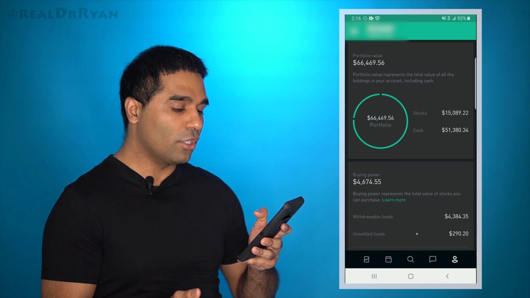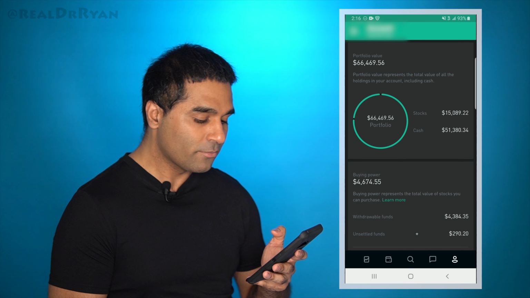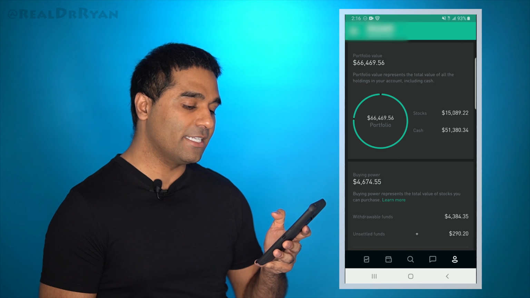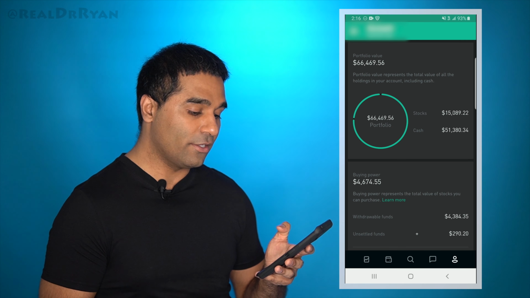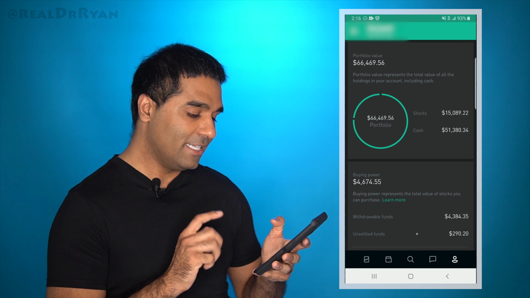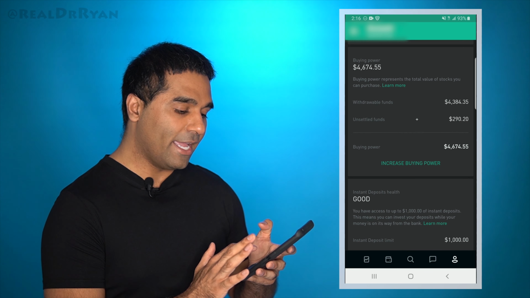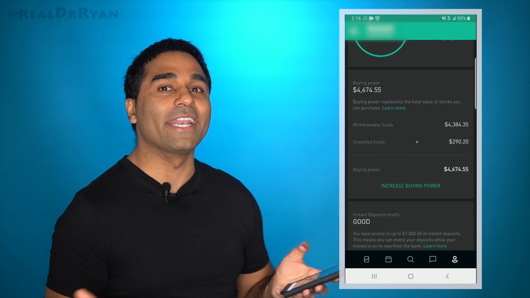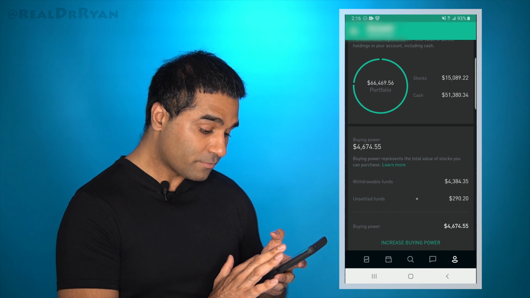You'll see that it shows your total portfolio value, which in this case is $66,469.56. It'll show you what makes up that portfolio, and you'll see here that stocks is $15,089.32, and in cash, $51,380.34. It'll also show you here that the buying power is $4,674.55, and the reason why the buying power is so low when there's so much cash in the account is because I have so many limit orders waiting to be triggered, and that takes away from your buying power.